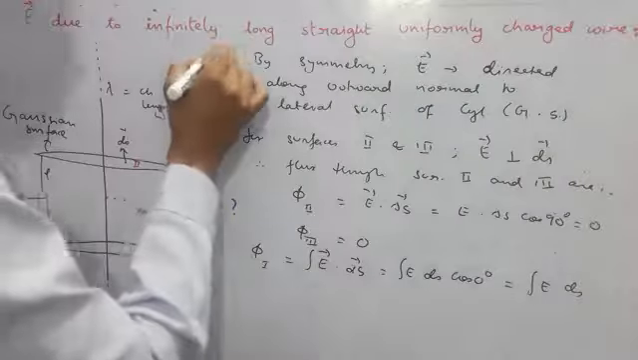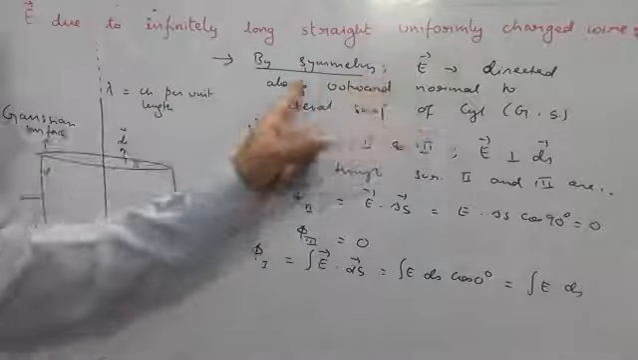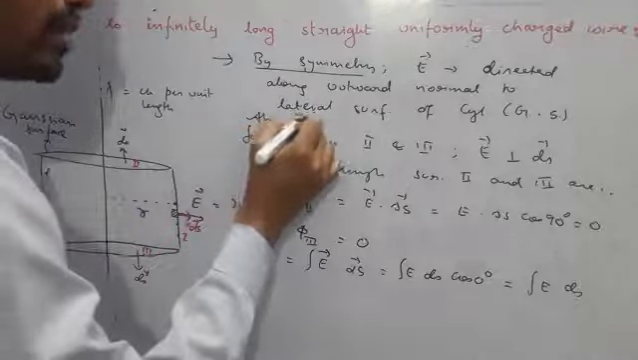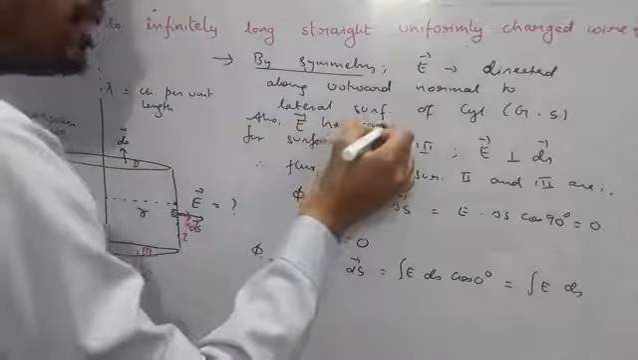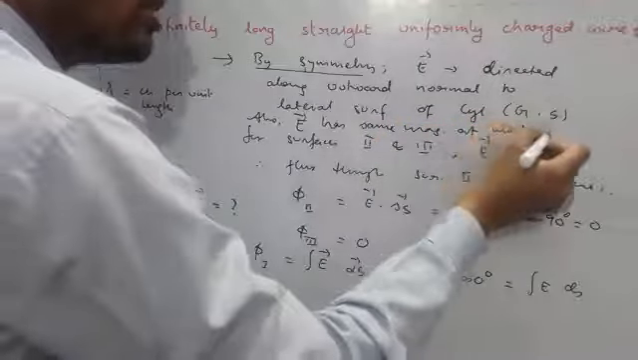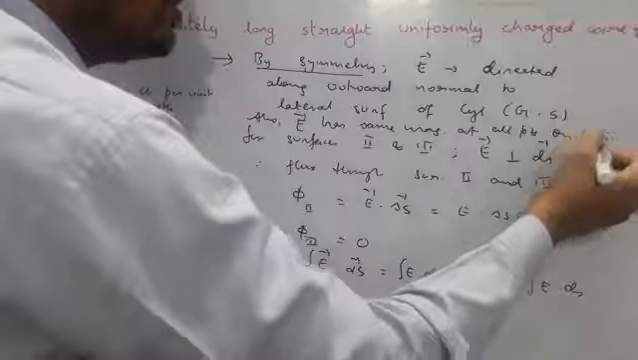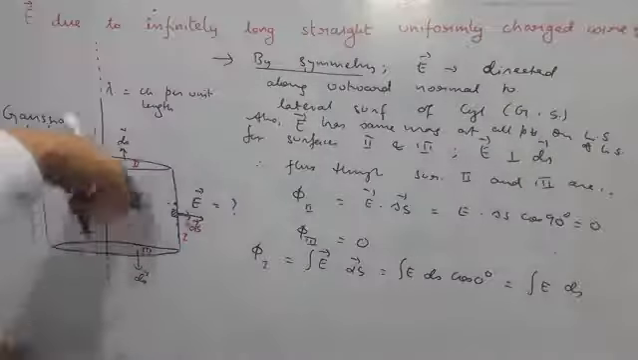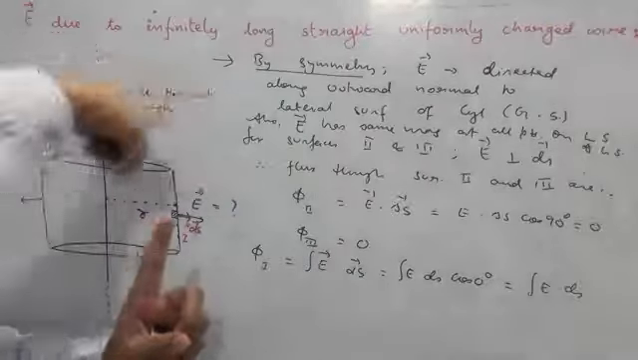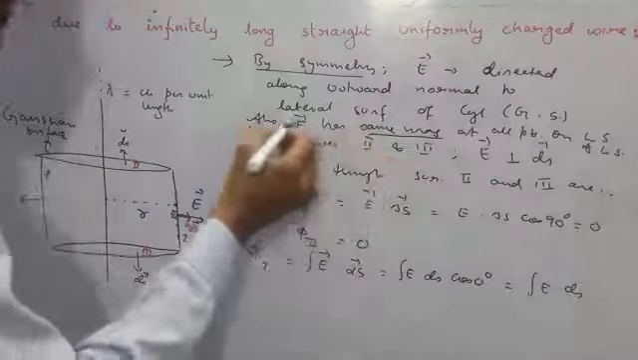Now when we have written the statement of symmetry, here we have written that the electric field is directed along the outward normal. Also you should add there that the electric field vector has the same magnitude at all points on the lateral surface of the Gaussian surface. The Gaussian surface is in the form of a cylinder. On that lateral surface, any point you take, all those points are at the same distance r. That's why the electric field will have the same magnitude.